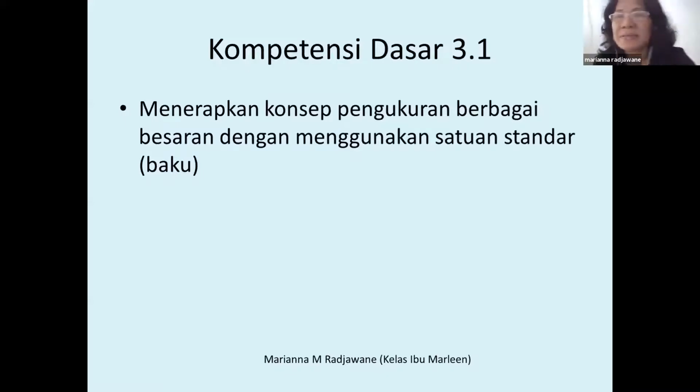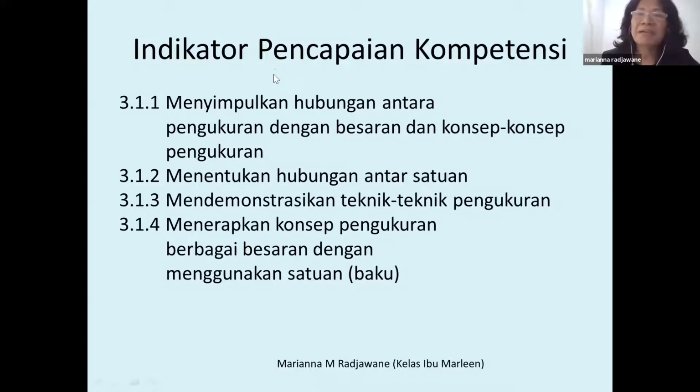Okay, let me check here. This is the KD, and then this is the learning outcomes. I make the learning outcomes short. I said this is to conclude, to draw a conclusion, the relationship between measurement and physical quantities and the concepts of measurement. And then to find the relationship among the units, and to demonstrate the measurement techniques. And the last one is the KD itself, because we have to put the KD into the learning outcomes. You can use the same words, but also you can use different words. And this is for 4.1.